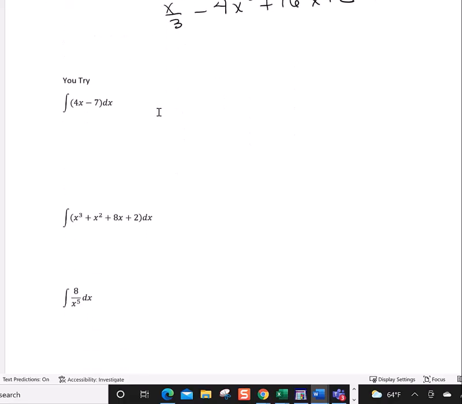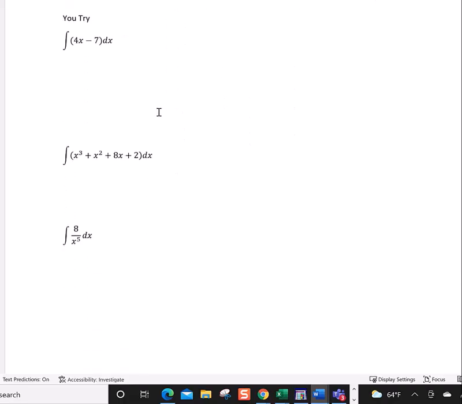So I put a couple in here for you to try, and my idea is you try it without me talking. So you pause the video and you try a couple to see if you're getting it before we go on to a few more rules. When you're ready, you come back and watch, see how you did. So I'll start with the 4x minus 7. I'm going to make that 4x squared over 2 minus 7x plus c. One little step of simplification, I have 2x squared minus 7x plus c.